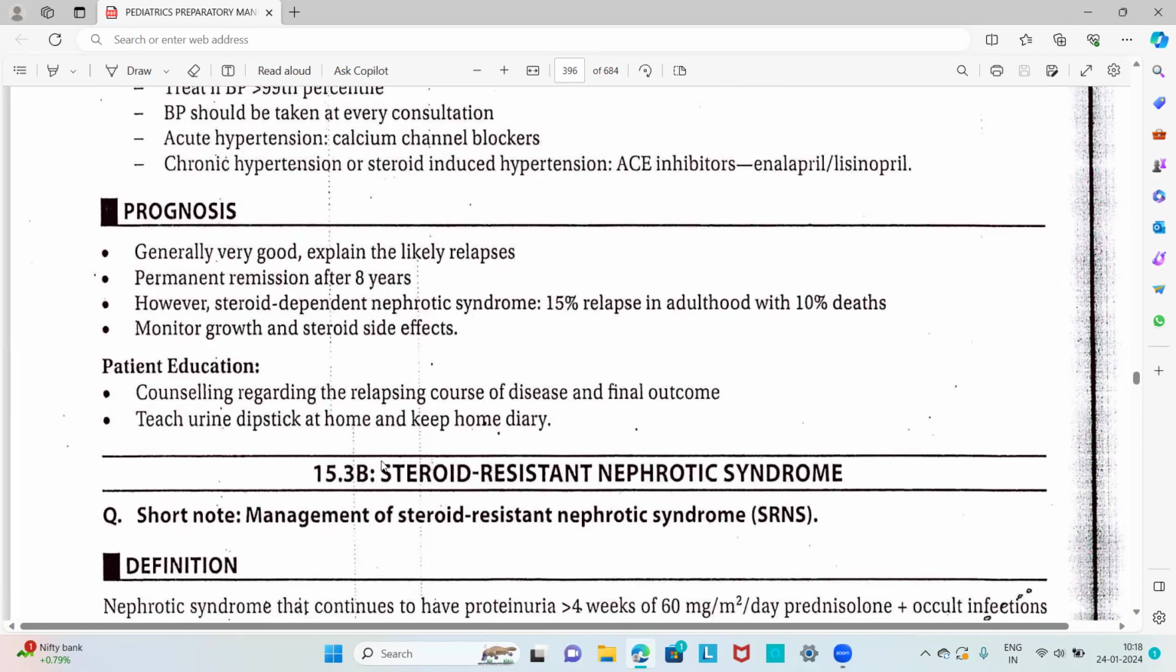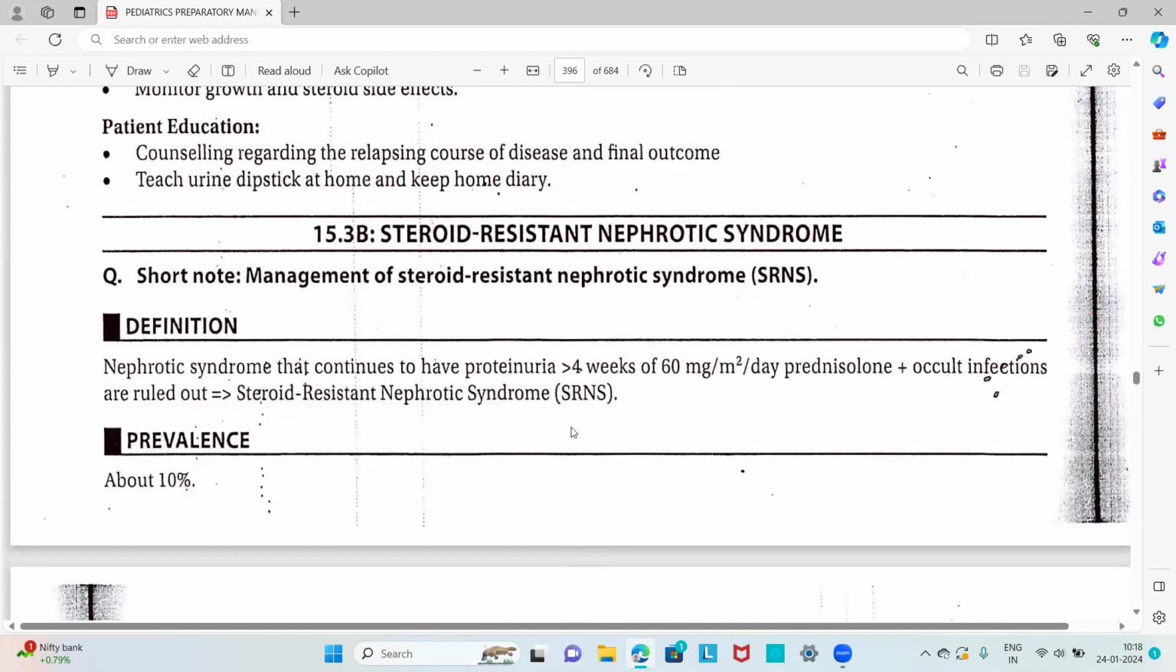So that is all regarding the nephrotic syndrome, and we have to educate the patient also. There is counseling regarding the relapsing course of the disease and final outcome. Teach urine dipstick at home, keep a diary, and also we have to teach them the heat and acetic acid test. So that is all regarding the steroid sensitive nephrotic syndrome.